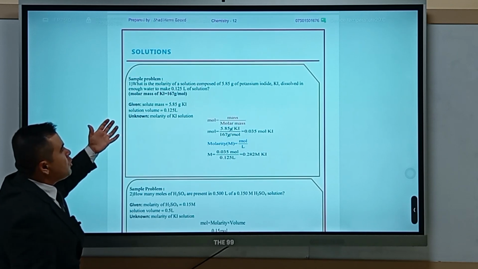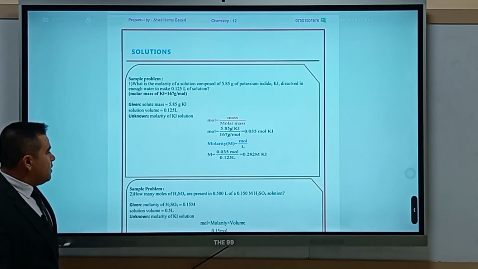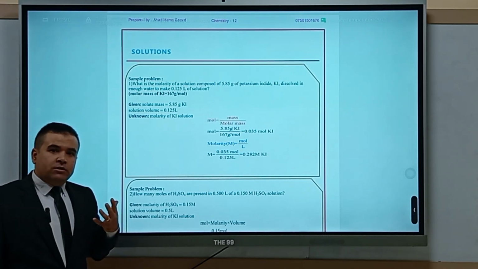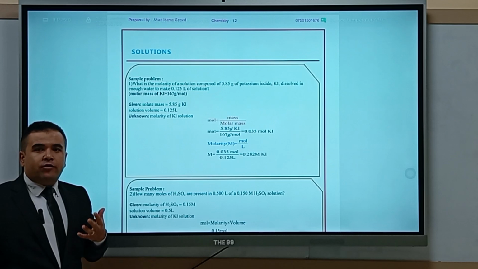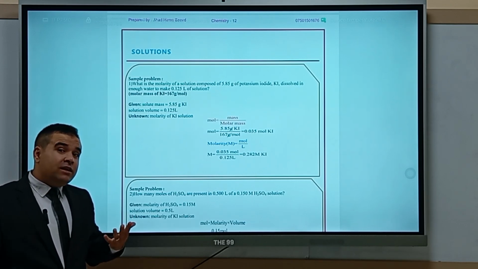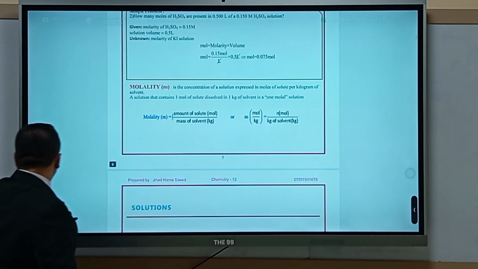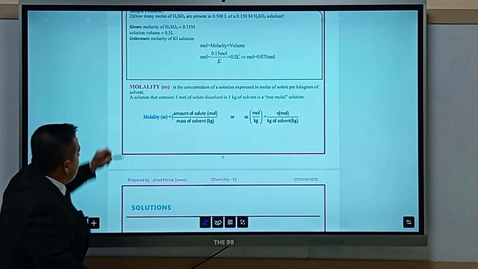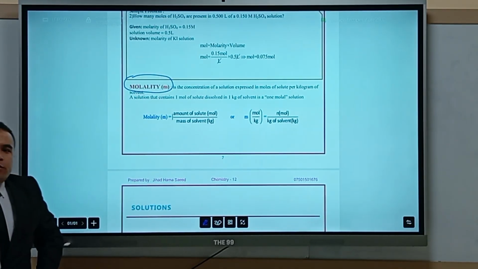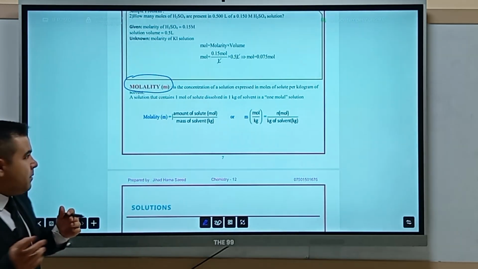More examples can be solved with the same method, the same technique, but the only important thing you have to know is what molarity is, how to calculate molarity, and what it represents. Let us talk about the second method, which is molality.